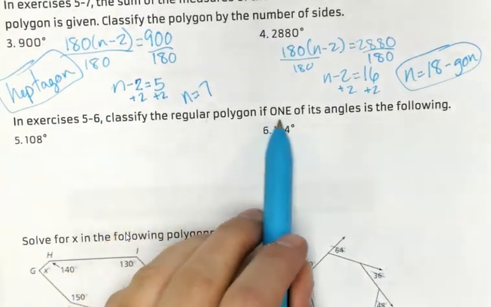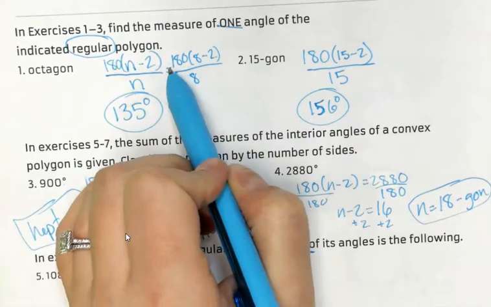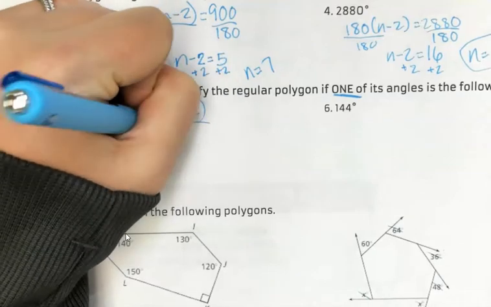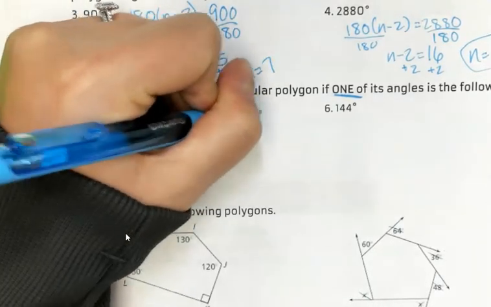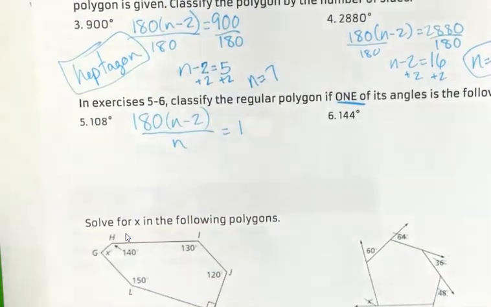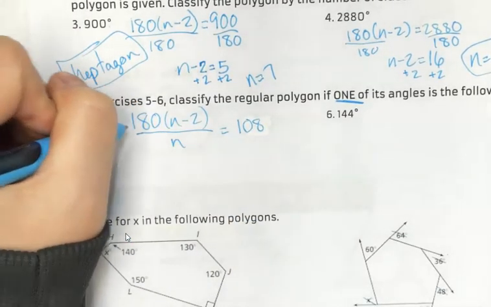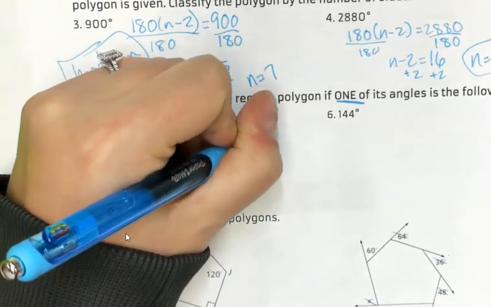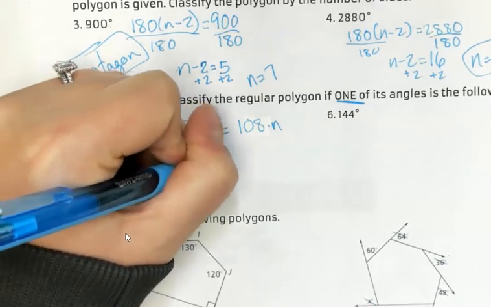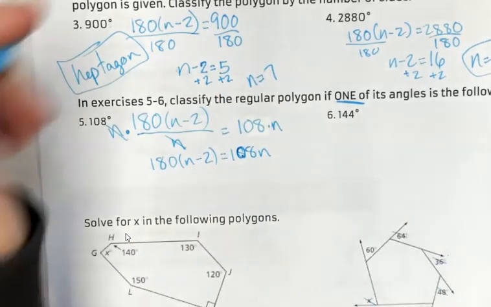So now it says classify the regular polygon if one of its angles is the following. And if you notice up here, we use this formula for one angle. So we're going to use that again. 180 times n minus 2 divided by n. And that's going to equal 108. My goodness, I keep mixing these numbers up. All right, we're going to multiply by n on both sides because I hate fractions. So it's going to get rid of our n. 108n. There we go. Then I'm going to distribute this 180.